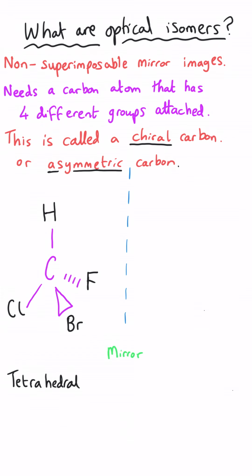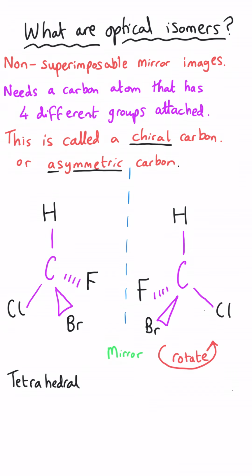Then, if we were to place a mirror to the right-hand side of this molecule and draw the image of this molecule as a reflection, at first glance, this looks like the exact same molecule. We still have the bromine atom coming out towards us and the fluorine going into the screen, and the other 2 bonds are in the same plane as the screen.